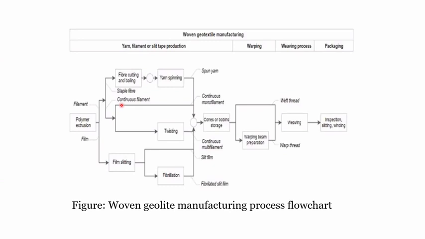Here we have shown all the manufacturing steps in one flowchart. This is all the processes involved in production, followed by warping, weaving process, and packaging.